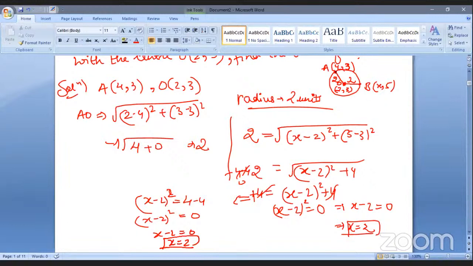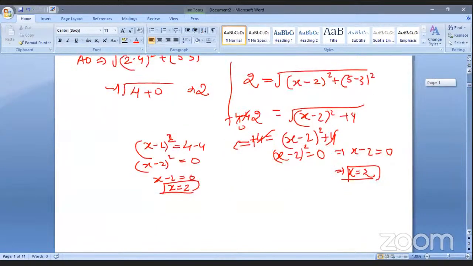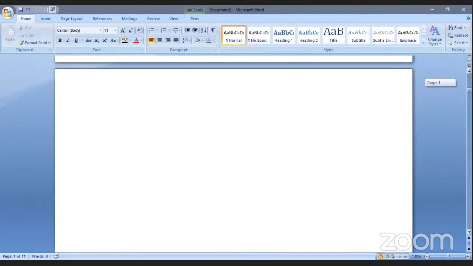And it does not matter whether you take these points here only. You can take them anywhere, but make a sample diagram so that it is clear in your mind what you have to do. Okay.